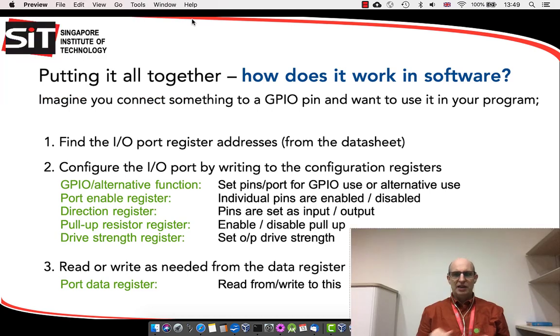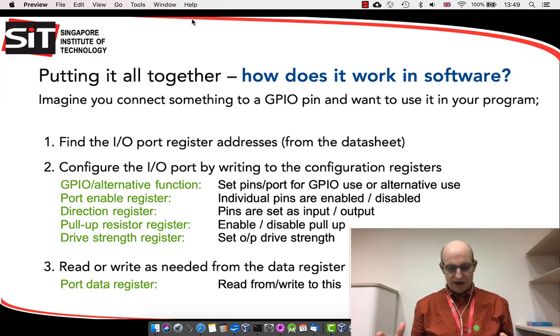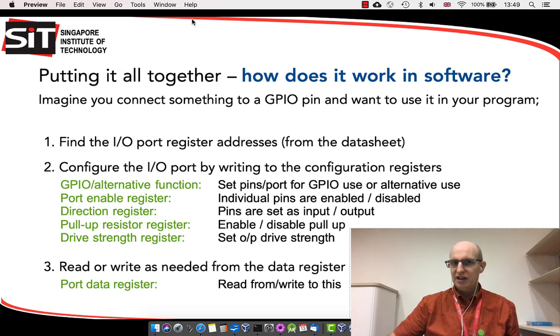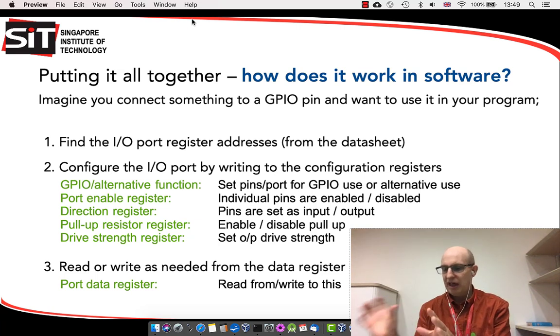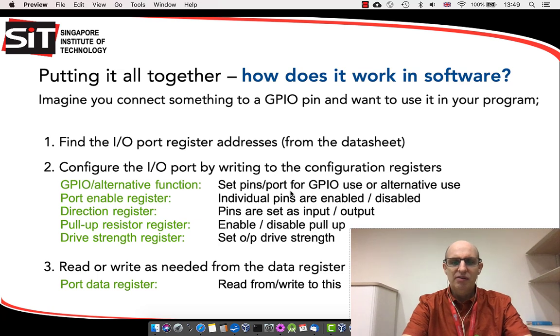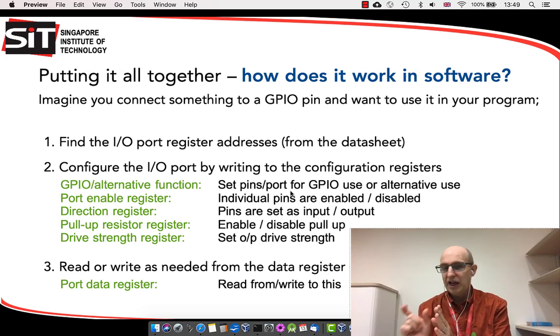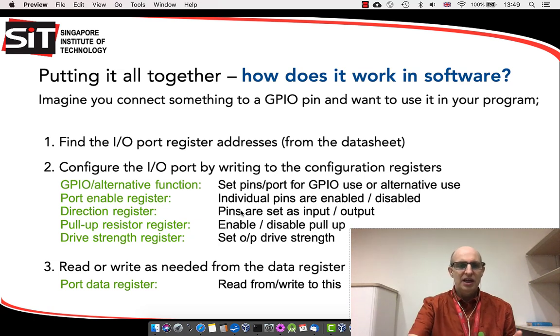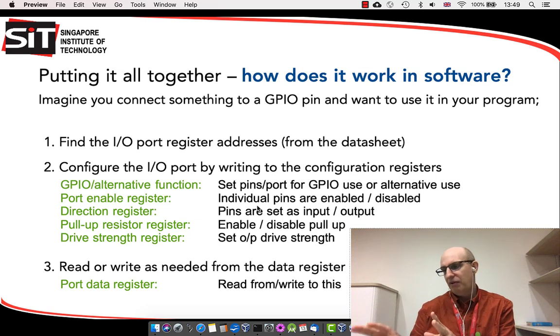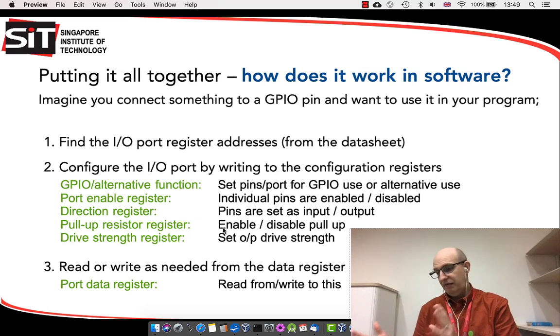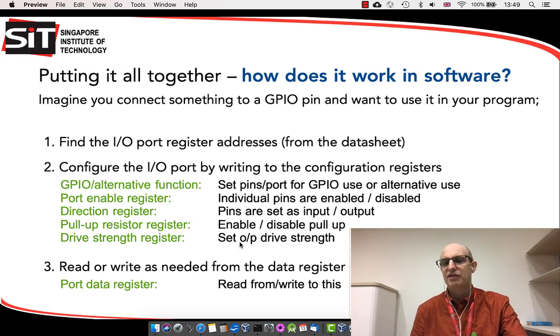Let's overview this again. So I'm going to tell you how this all works in software. So we connected something to a GPIO port, a pin. We look in the datasheet to find out what is the address that controls that pin, and then we configure it in software. First of all, we set that port to use GPIO or IO instead of using the alternative use where it's a multiplex pin. It can be chosen to do different things. Then we use the port enable register to enable that pin or that port so that it can be used. And we use the direction register to set it as an output or an input. If it's appropriate, we can set the pull-up resistor. That's if the port is an input, we set the pull-up resistor. If the port is an output, we would set the output drive strength of that port. Once that's done, the port is set up.